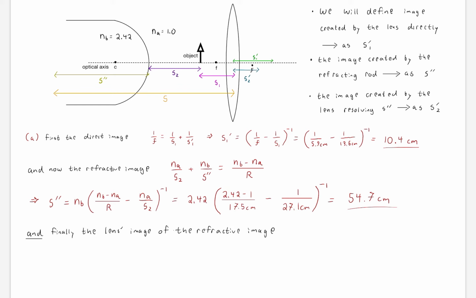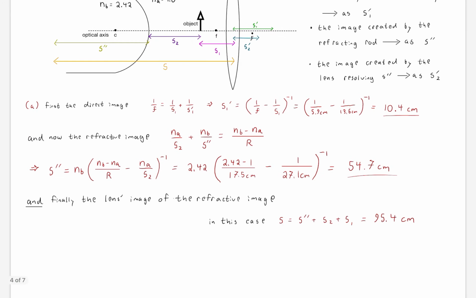And finally, the lens's image of the refractive image. Okay, so now our object distance is this S right here, because S is going to be the sum of S double prime and the distance between the refracting surface and the converging lens, which is just S2 plus S1. All right, so then you can see that S is S double prime plus S2 plus S1, and it ends up being 95.4 centimeters, okay?